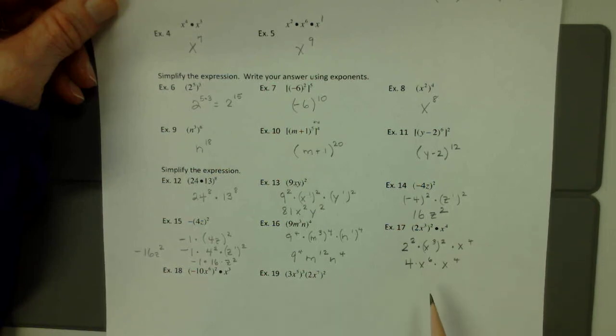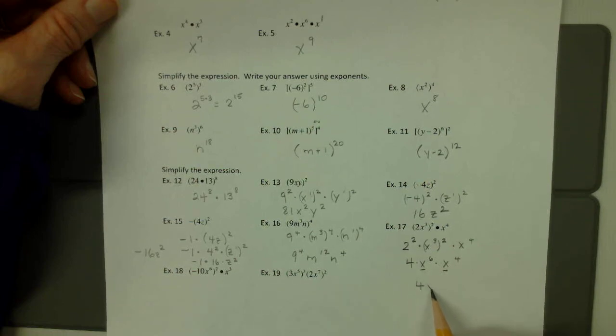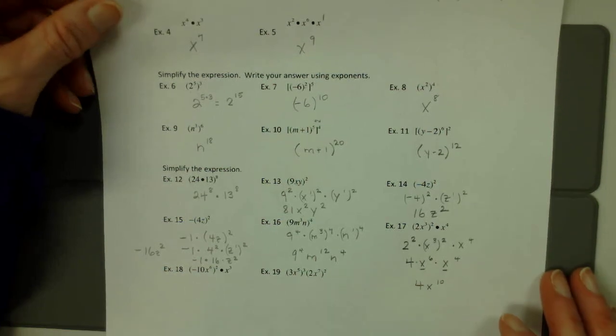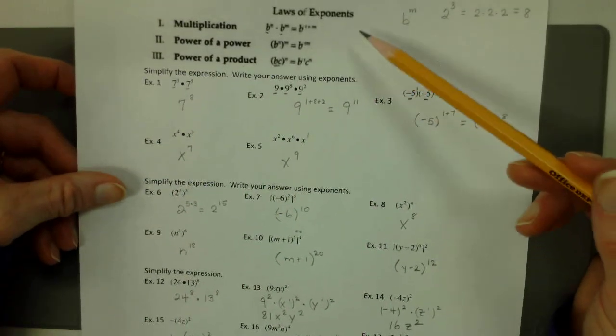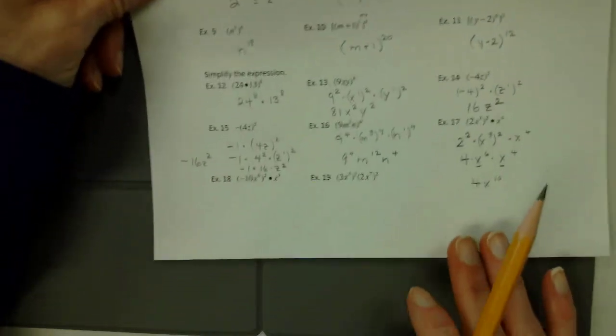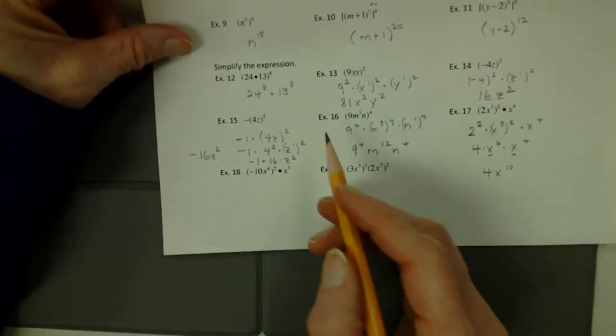Now we're not done because we can go back. Here's a rule. Same base, right? What was the rule at the very beginning? When the base is the same and we're multiplying, we're going to add our exponents. That's going to become x to the 10th, 4x to the 10th. So you're going to start encountering problems where you have multiple rules to use in the same problem. Okay, let's do the last couple here.